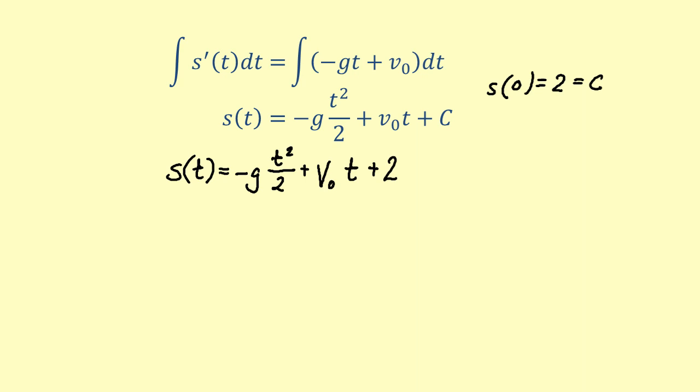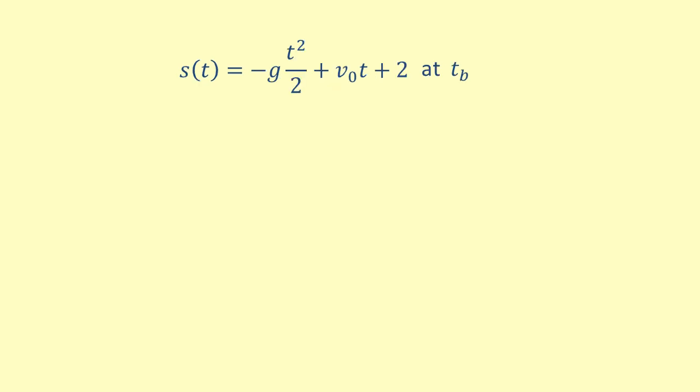At the maximum height of the ball, the velocity will be 0. This will happen after t sub b seconds. This gives us v of t sub b equals 0, which equals negative g times t sub b plus v sub 0. From here we can solve for t sub b to get t sub b equals v sub 0 over g.